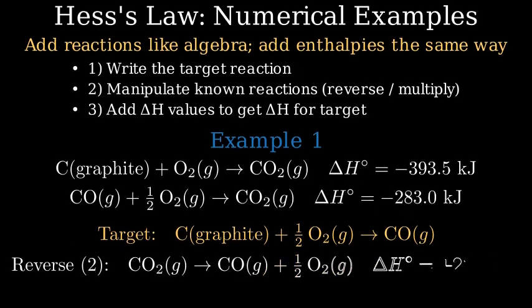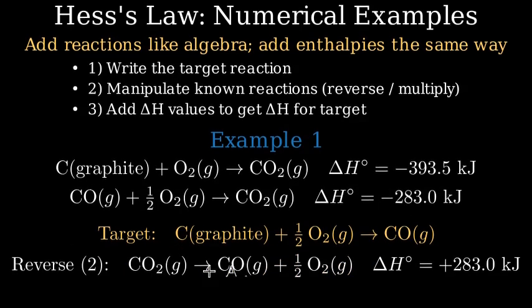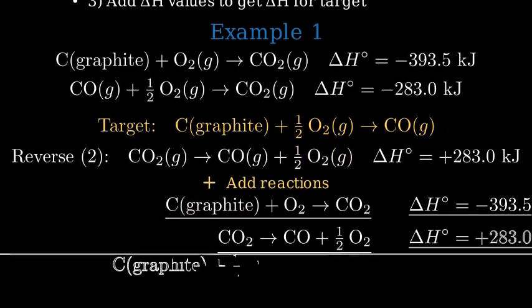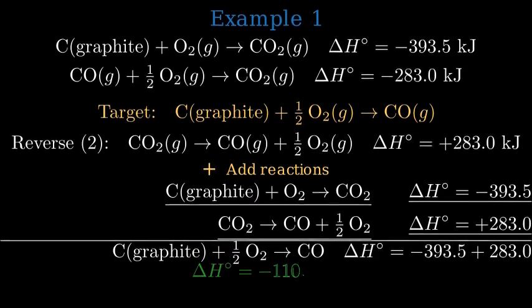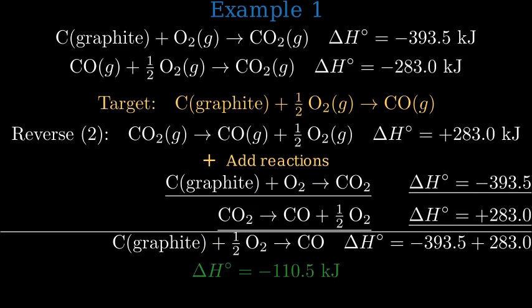Now add the reversed reaction to the first given reaction. Carbon dioxide cancels, and we obtain the target directly. Step 3, add the delta H values. Negative 393.5 plus positive 283 equals negative 110.5 kilojoules. So delta H naught equals negative 110.5 kilojoules.